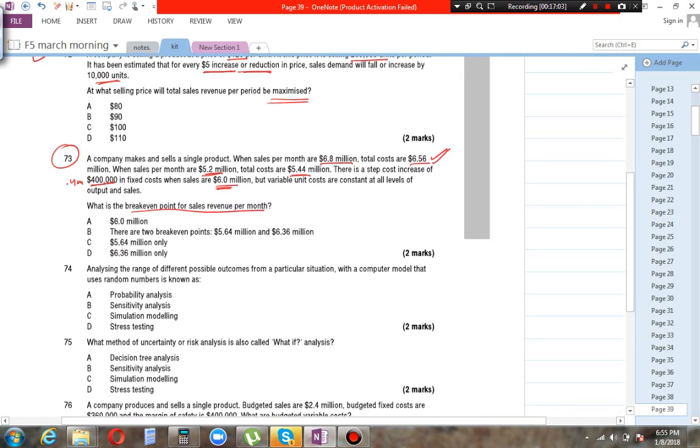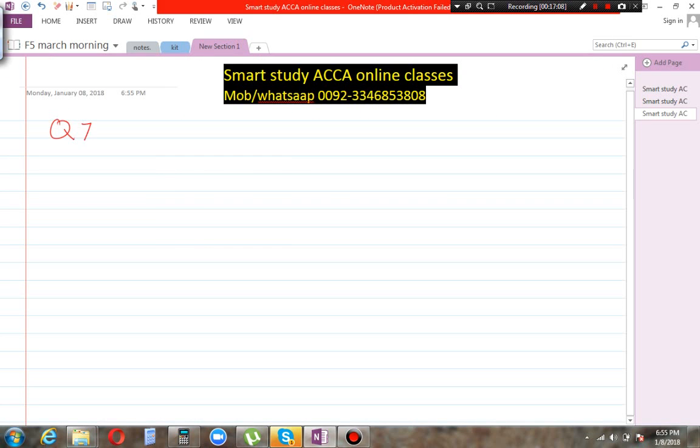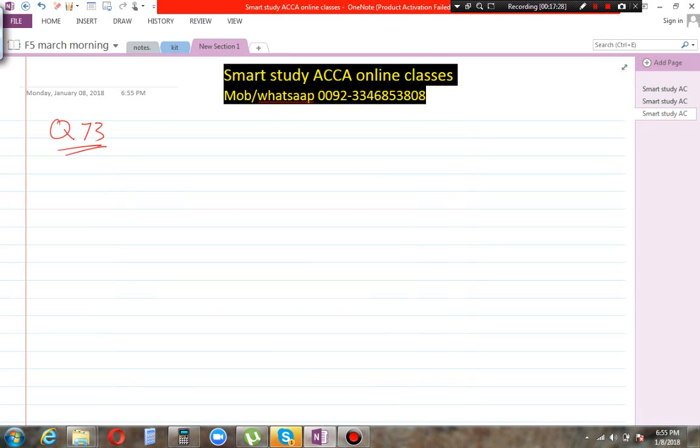Sorry, let's see the requirements once again. What was the requirement? Break-even point. Alright, if you remember, the break-even point in sales is equal to fixed cost divided by contribution to sales ratio, right?